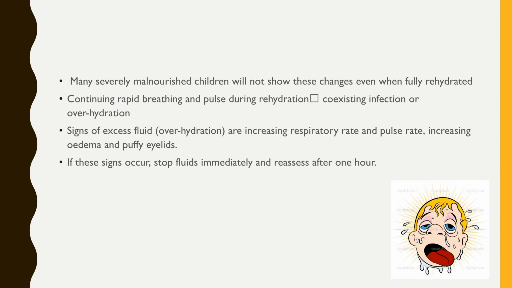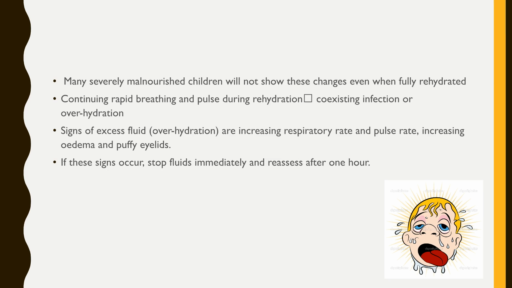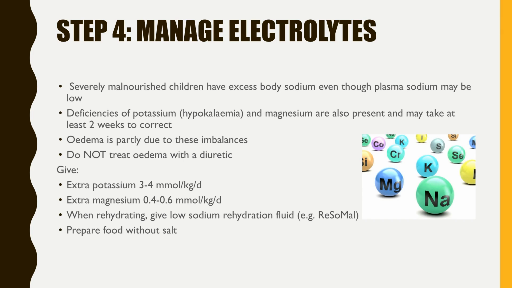Not all severely malnourished children will show rehydration changes easily. Persistent rapid breathing and pulse may indicate coexisting infection or overhydration. Signs of excess fluid include increasing respiratory rate, pulse rate, edema, and puffy eyelids. Stop fluids immediately if these signs occur. Step 4 addresses electrolyte imbalances. Severely malnourished children have total body sodium excess, despite potentially low plasma levels. Treat with extra potassium and magnesium, and use low-sodium rehydration fluid like Risomal. Prepare food without added salt.